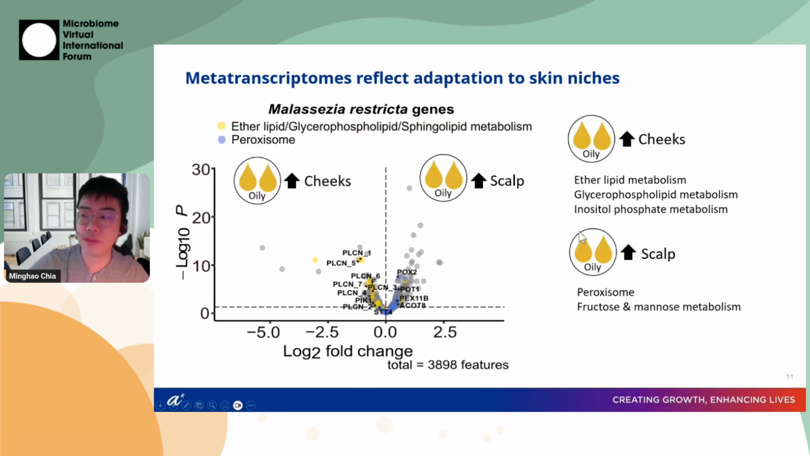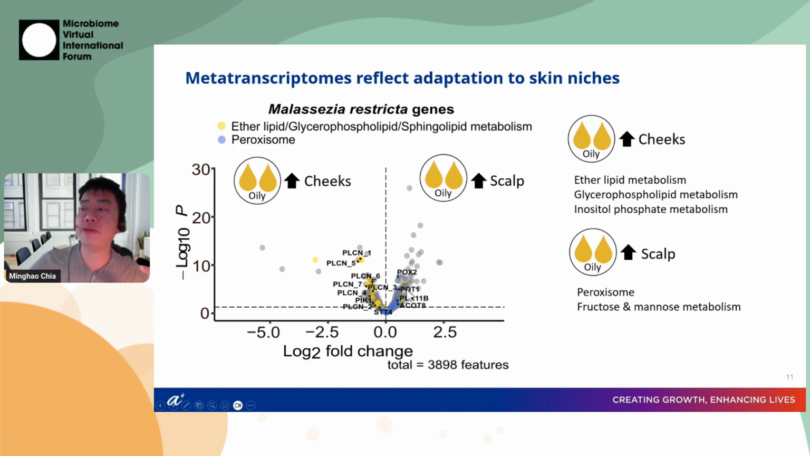So metatranscriptomes, we think, are a valuable data set when you combine this with differential expression analysis to look for signatures of microbial adaptation to different skin microenvironments. And notably, I think we can even find gene expression differences between sites that seem to be superficially similar. For example, the cheeks and the scalp are known to be lipid-rich. But if you compare skin fungal gene expression between the two sites, we found that ether lipid and glycerophospholipid metabolism was relatively upregulated in cheeks, while peroxisomal function and some carbohydrate metabolism was relatively upregulated in scalp.